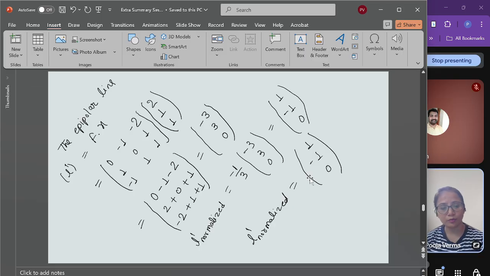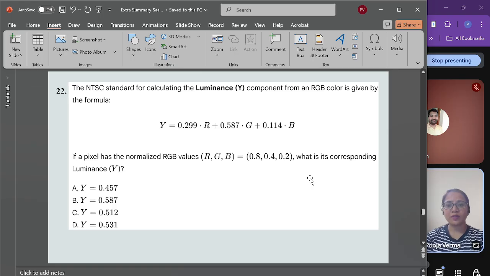So now again, moving to our next question. Our next question is related to color image processing. Here, the NTSC standard for calculating the luminance Y component from the RGB color is given by this formula. If a pixel has normalized RGB values of 0.8, 0.4, 0.2, what is its corresponding luminance?